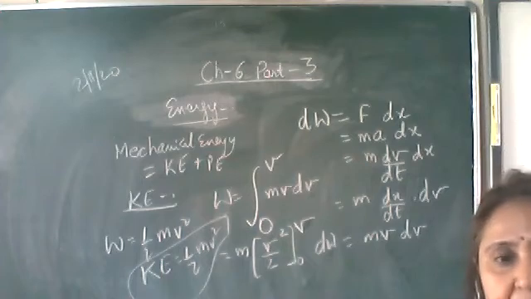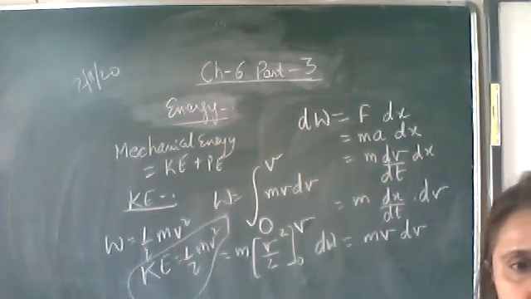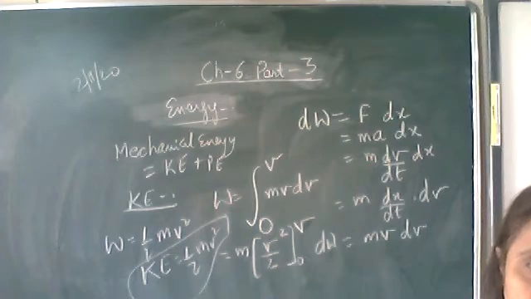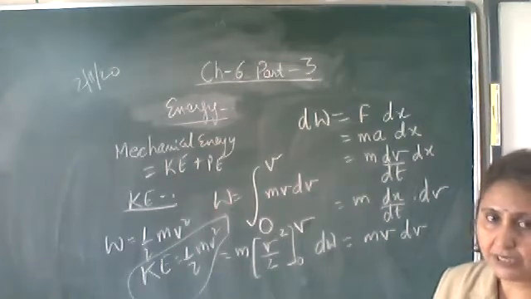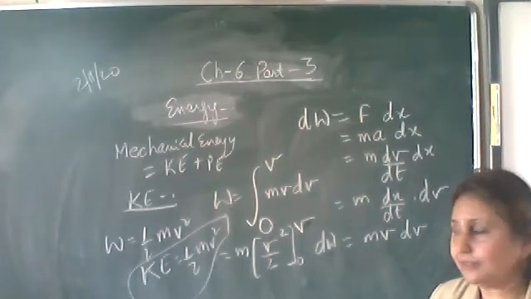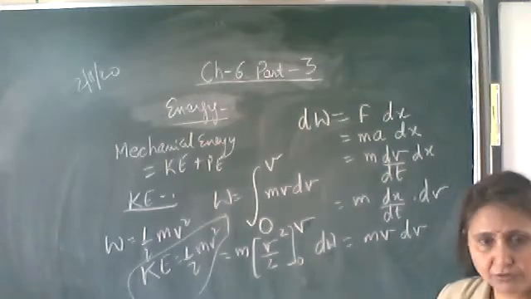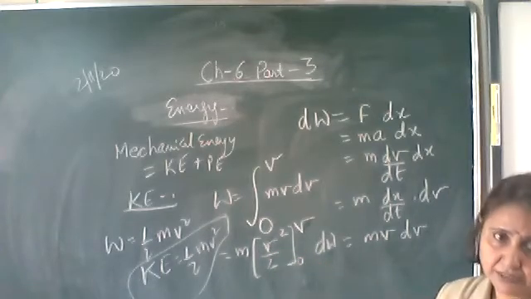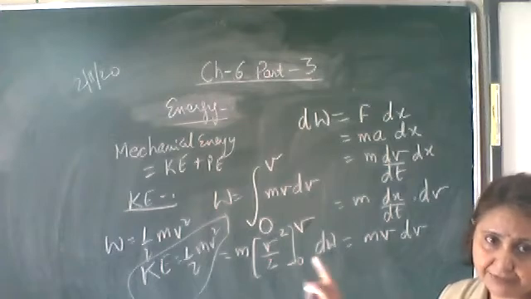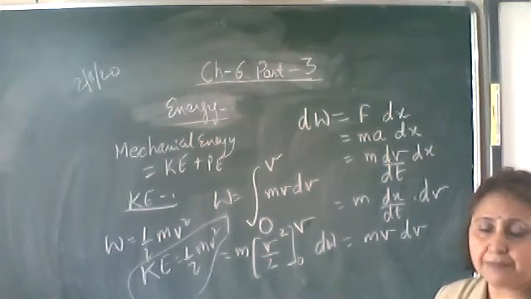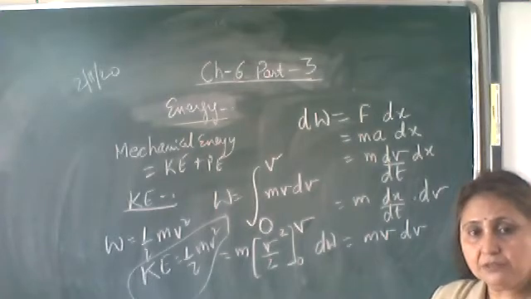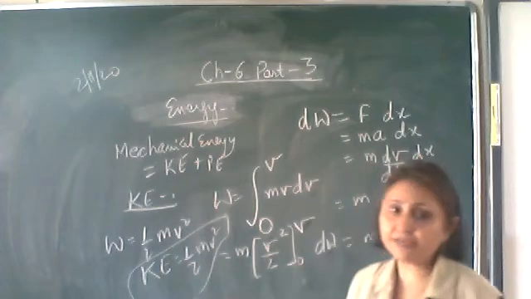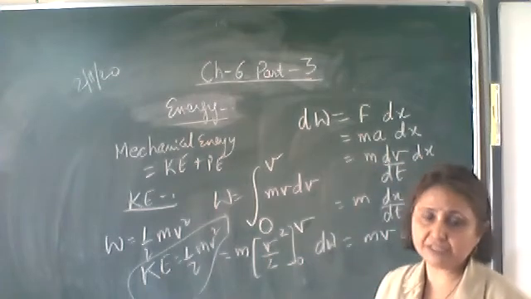From here we see that kinetic energy depends upon two factors. Mass: the greater the mass, the greater will be its kinetic energy. Kinetic energy is a scalar quantity. Here v is the speed, not the velocity; v is the magnitude of the velocity. If the mass is the same, kinetic energy is directly proportional to v square. Suppose the speed of an object is doubled, then the kinetic energy will increase by 4 times, since 2 square is 4.